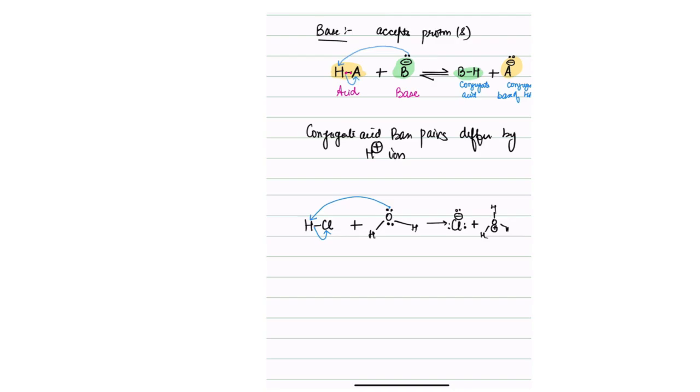Now let's see who is acting as an acid. So HCl is giving its proton, so it is acting as an acid. Water is accepting the proton, so it is acting as a base. Chloride is formed from HCl by the loss of H positive ion. So this is the conjugate base of HCl. Hydronium ion is formed when water has taken the proton. So this is the conjugate acid of water.